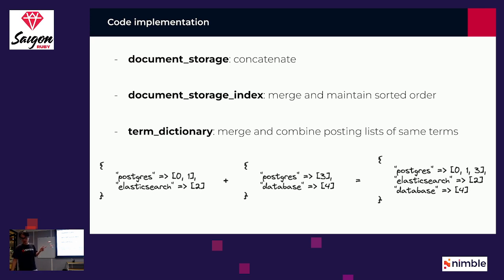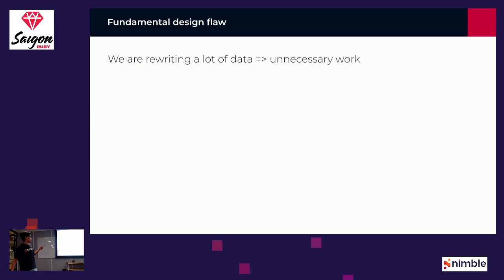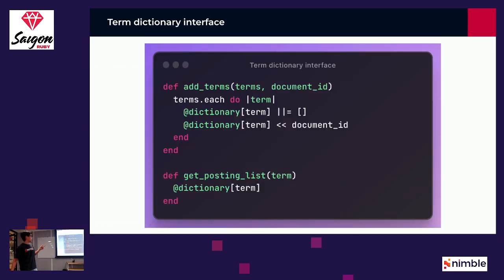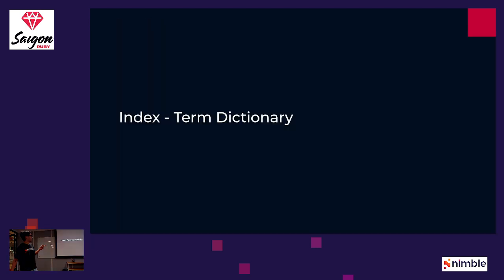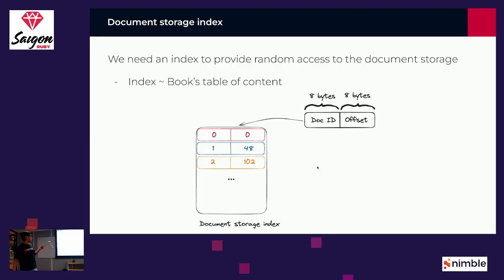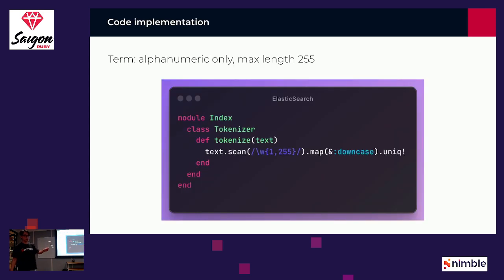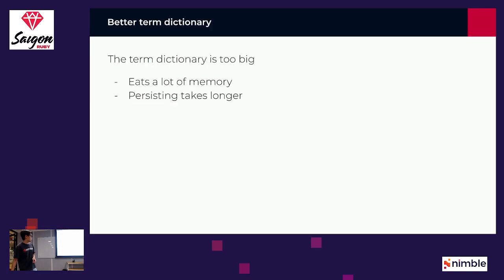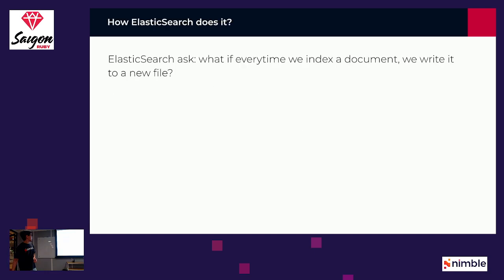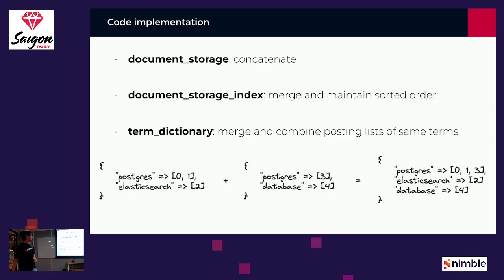You need to keep the sorted order here because you want to do binary search on it. So remember, merge 2 things, but keep the sorted order. It's a simple problem of merging 2 sorted arrays. I'm pretty sure you're all familiar with it. And for the term dictionary, you merge them and also combine the posting lists of the same term.